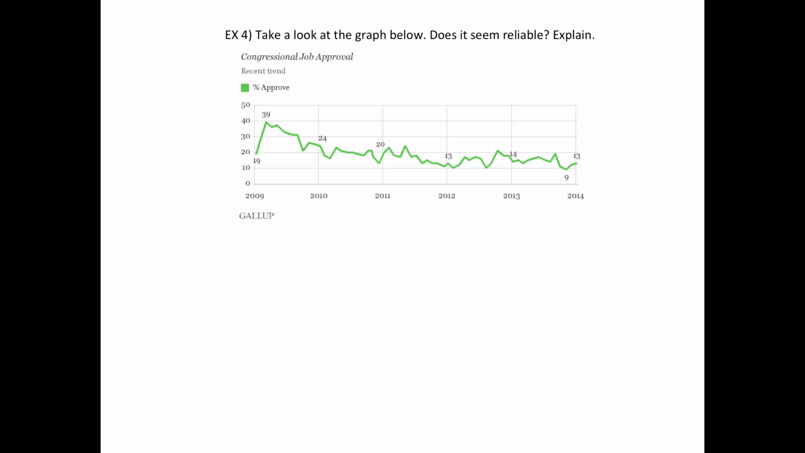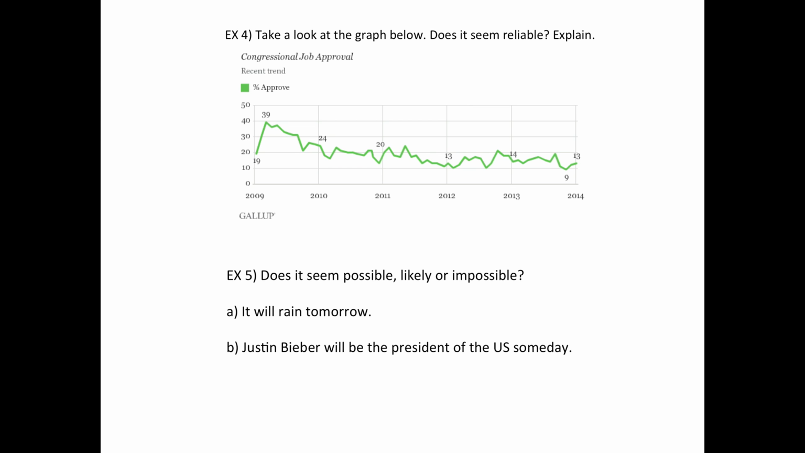And then on to our last example. Does the situation seem possible, likely to happen, or impossible? Part A, it will rain tomorrow. Well, this being Monterey County, I probably doubt it, but it is possible. You know, it is possible. Is it likely? No. Impossible to happen? No. So that one's a possible.